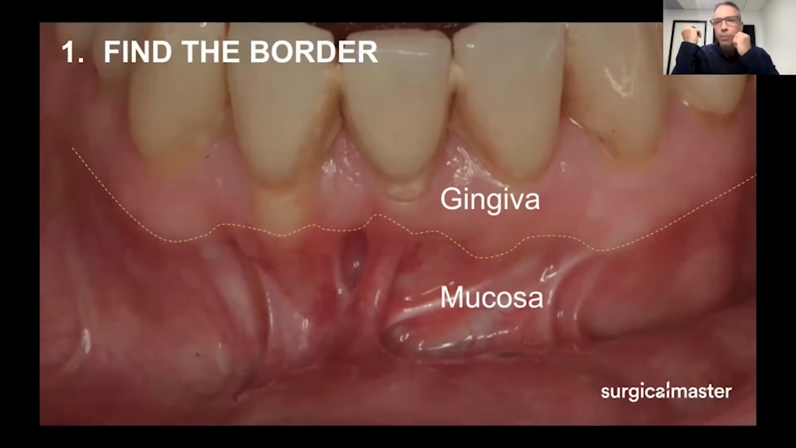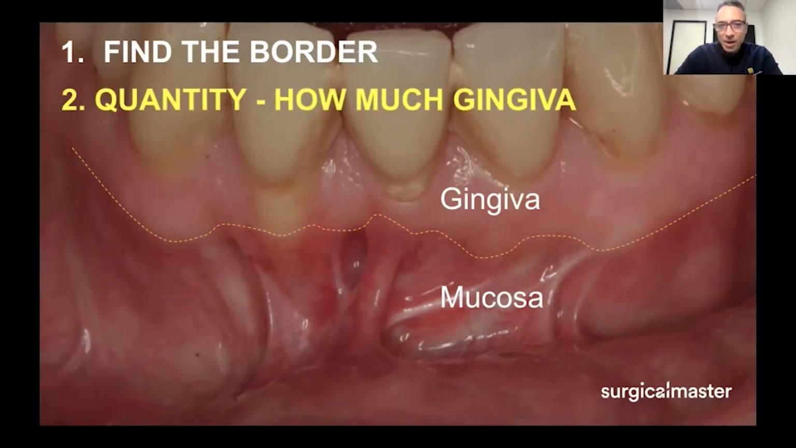Simple, grab on the lip or grab on the cheek, wiggle it around, see which tissue is moving, which one is not. That's the border. So try to identify it. Sometimes or often you see a very distinct color difference. So step number one is find and identify the border and understand it.